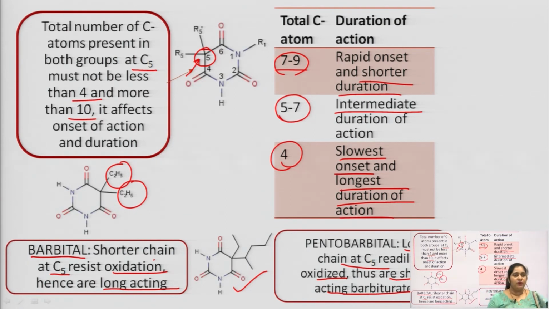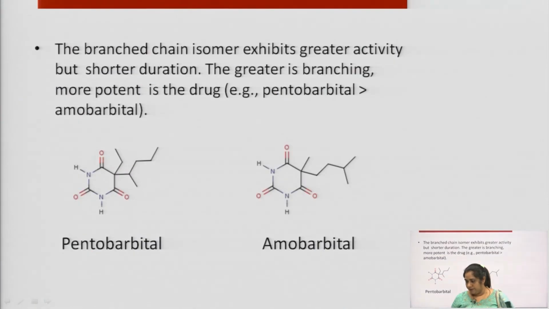So, in this case we have studied the total number of carbon atoms present at position number 5. That must be kept in mind relating to the onset of action and the duration of action. If the number is less, that will have a longer duration of action. If the number is large, then that will have a shorter duration of action, as we have seen in the examples of barbital and pentobarbital.